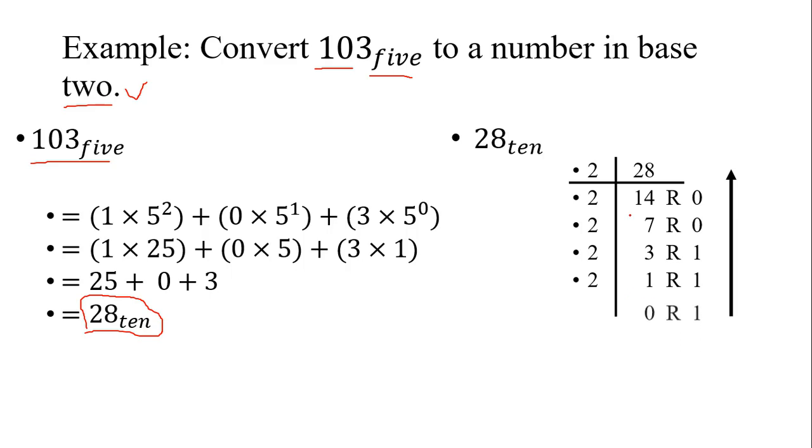So we have 2 goes in 28, which is 14 remainder 0. 2 goes in 14, that is 7 remainder 0. 2 goes in 7, that is 3 remainder 1. 2 goes in 3, that is 1 remainder 1. And 2 goes in 1, that is 0 remainder 1.